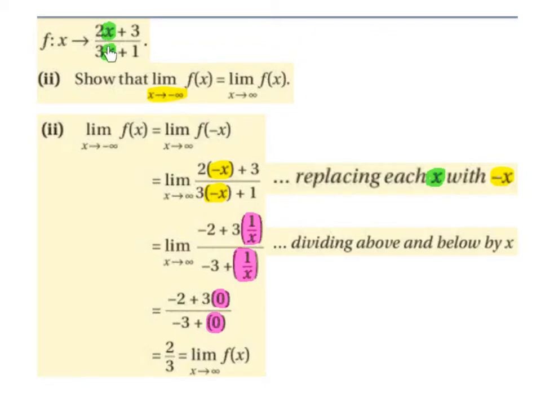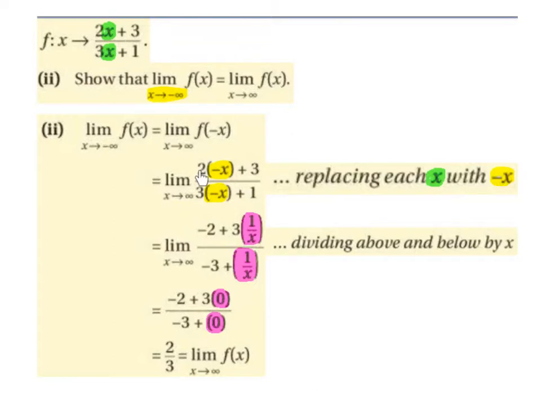So we swap each of these x's for minus x. So the limit of (2 times minus x plus 3) over (3 times minus x plus 1) as x approaches infinity is equal to the limit of (minus 2 plus 3 times 1 over x) over (minus 3 plus 1 over x) as x approaches positive infinity. So what we've done here is divided above and below by x, and that's the same thing as in the previous slide as multiplying by 1 over x.